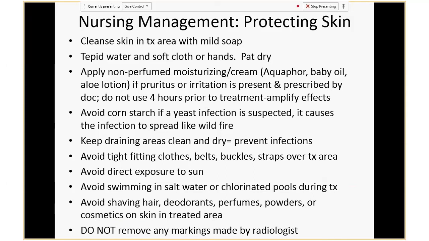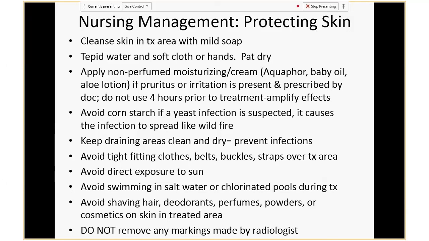We want to have nice loose clothing to make sure that there's no irritation or something pushing on it, like a belt, buckles on shoes, straps, bra straps. Sometimes we encourage patients just to be in comfy clothes after and before radiation. If there is radiation to the skin, we encourage no exposure to the sun, to make sure that we're having no added burns to that area.